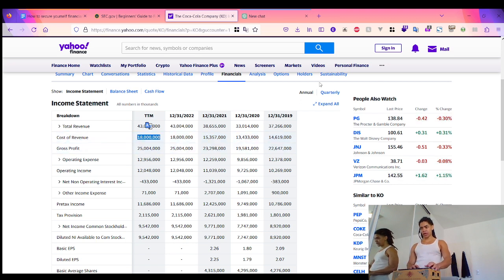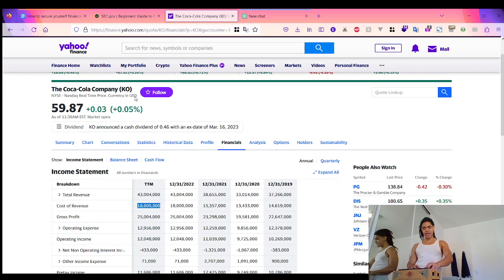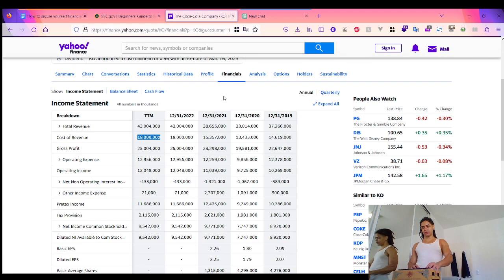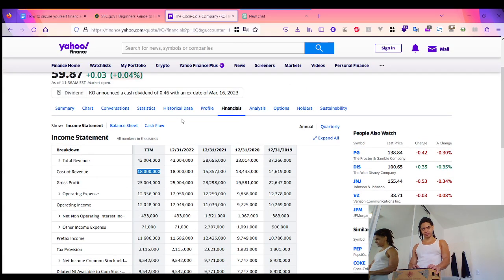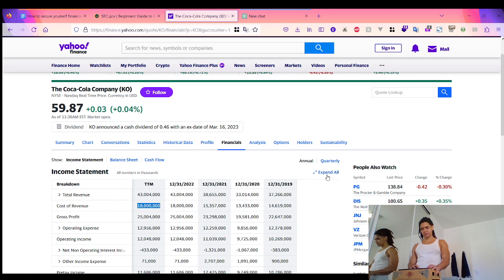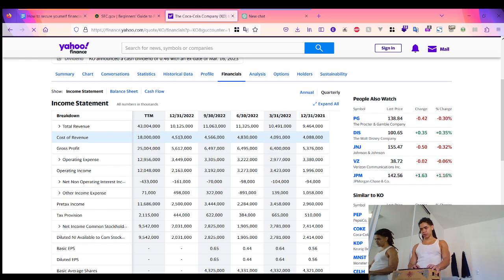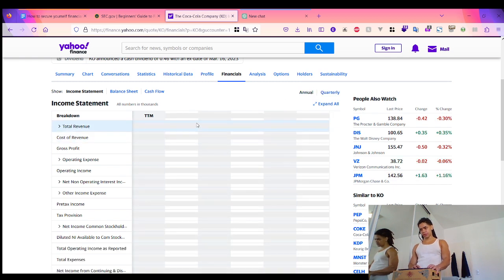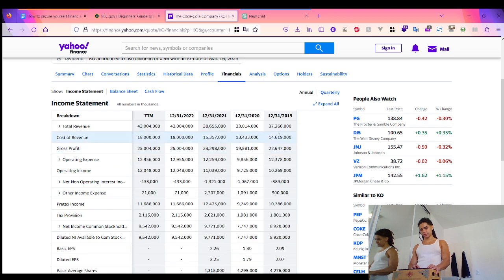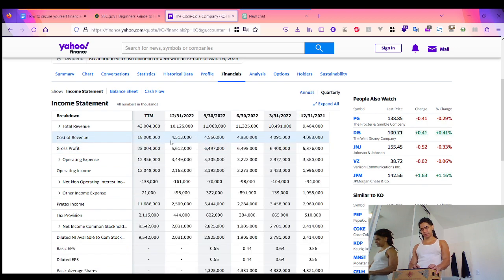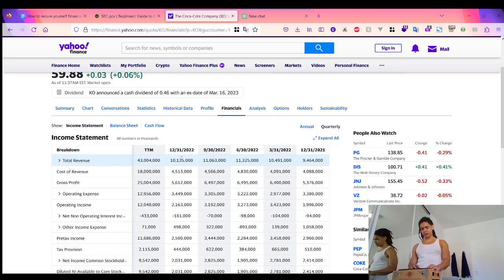Quarterly or annually. So annually they spend 18 billion. Coca-Cola spent $18 billion to produce a good and service. Yes, they show this quarterly. Annually it is this, and quarterly, they expense $4.5 billion.